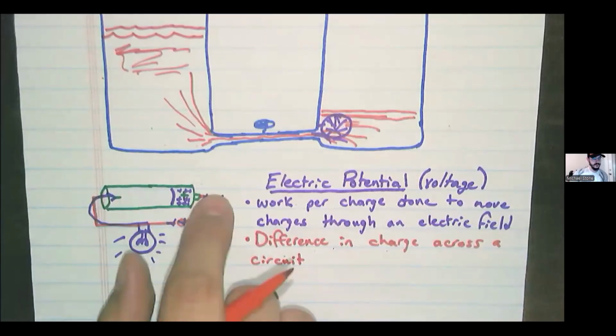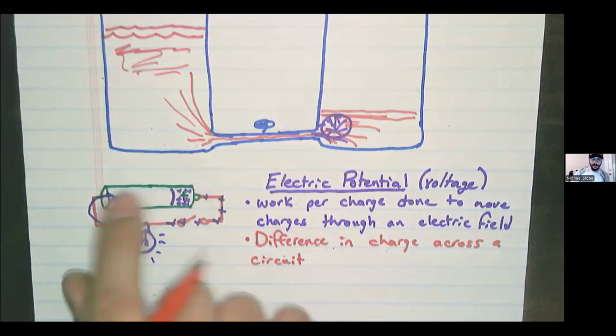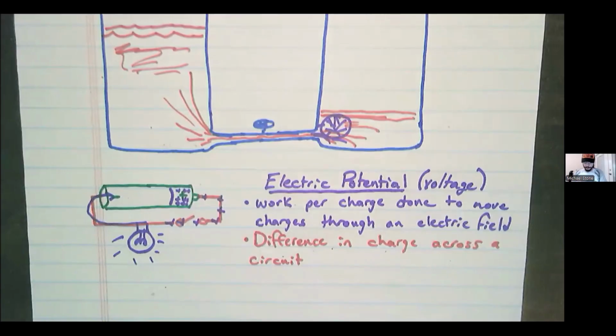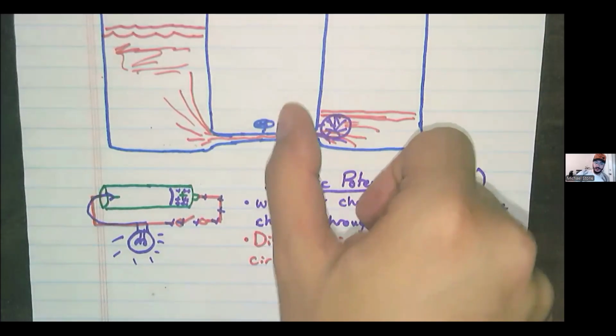When there is no difference in charge, when this side is just as positive as this side is, the flow would stop. It is a common misconception that batteries run out of charge. Batteries don't provide charge to a circuit. Batteries give the charges that are in the wire already a reason to move. And that is a failure of this model.